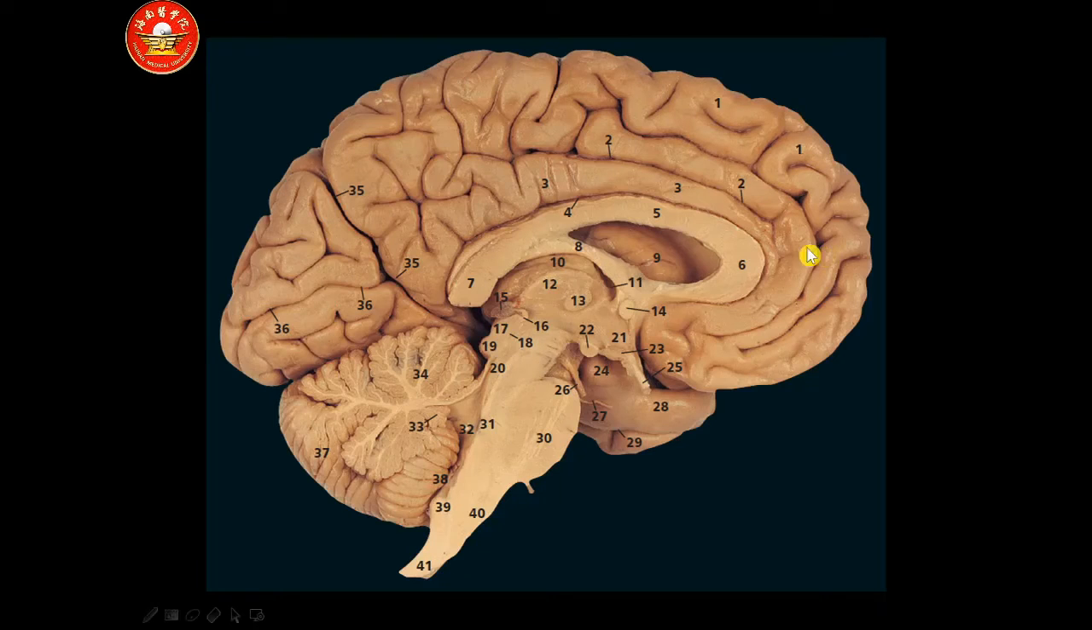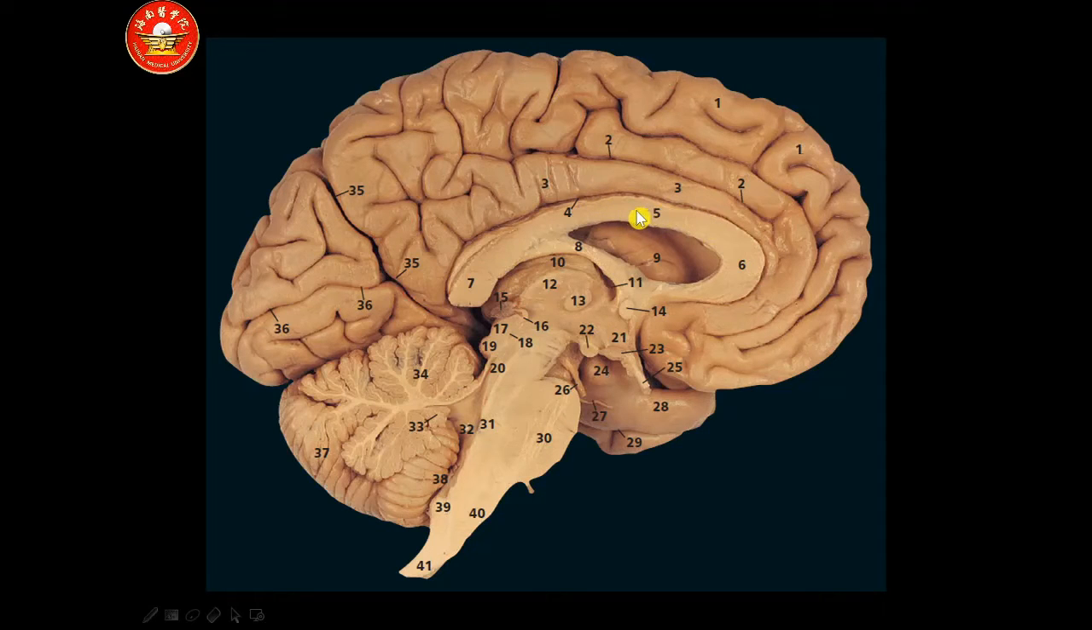Now we are looking at the median sagittal section of the brain, the left half. From the right side we are looking at it, arachnoid matter and the blood vessels removed. Let's begin from number 1. Number 1 is the superior frontal gyrus. Number 2 is the cingulate sulcus. Number 3 is the cingulate gyrus. Number 4 is the callosal sulcus.